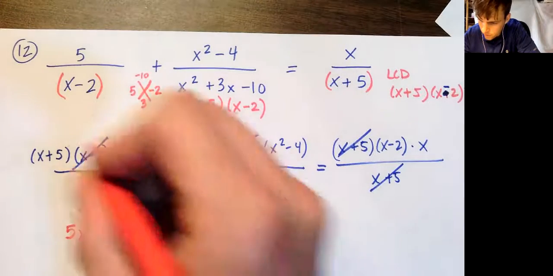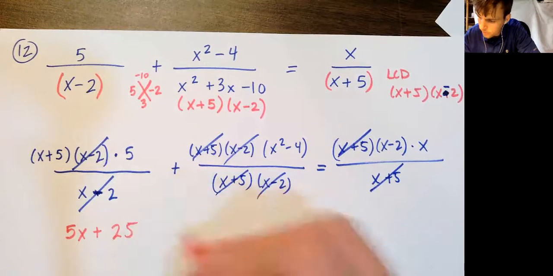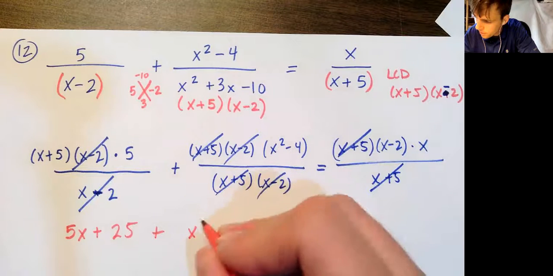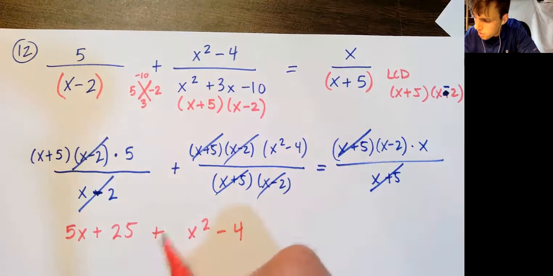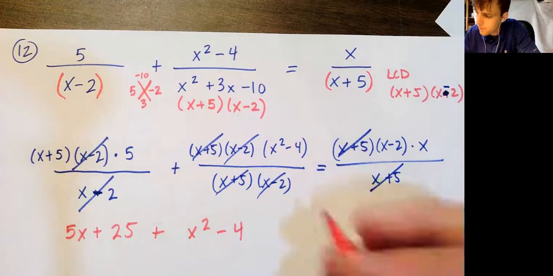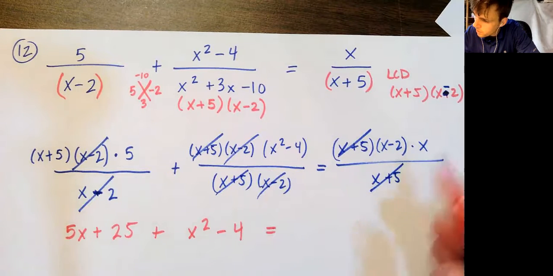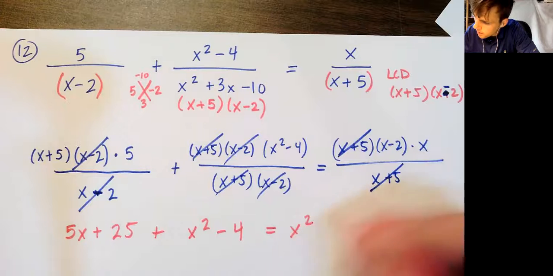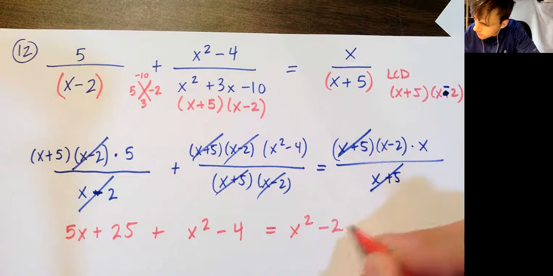5x plus 5 times 5, 25, plus a lot of stuff canceled out. All we're left with is x squared minus 4. Since it's plus, I don't have to worry about carrying the negative, kind of like we did last time. So equals, all right, and now that canceled, so we're left with x squared minus 2x.